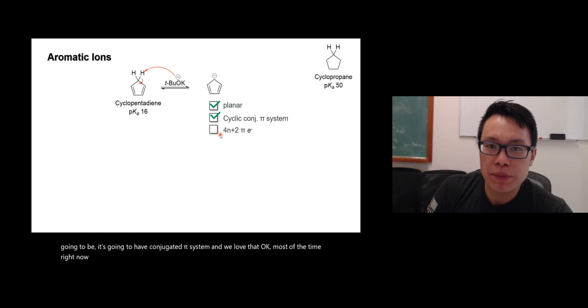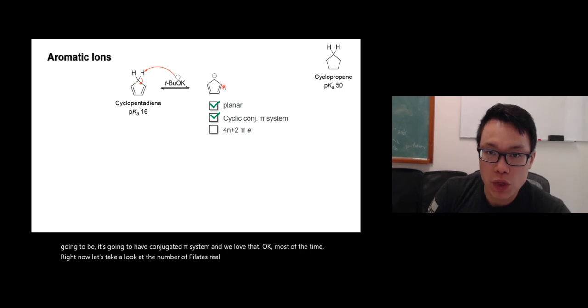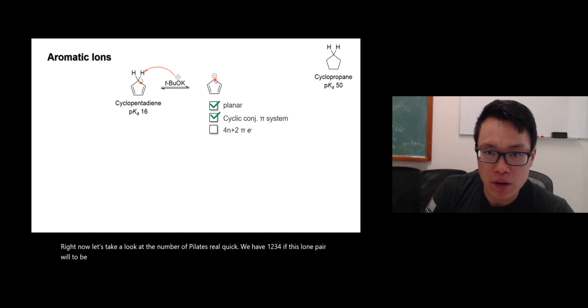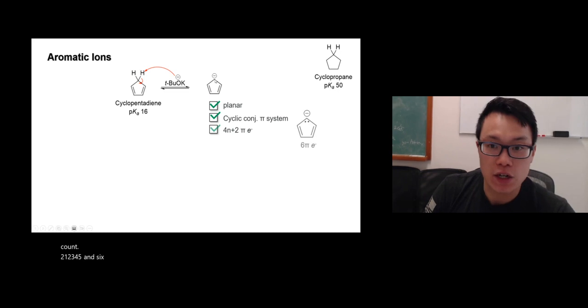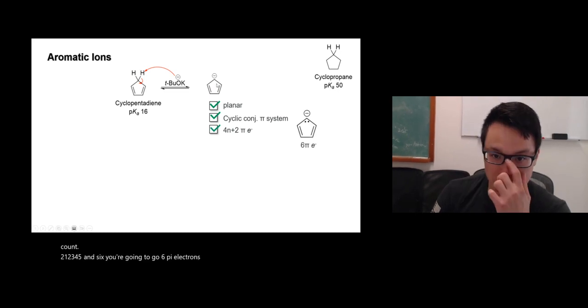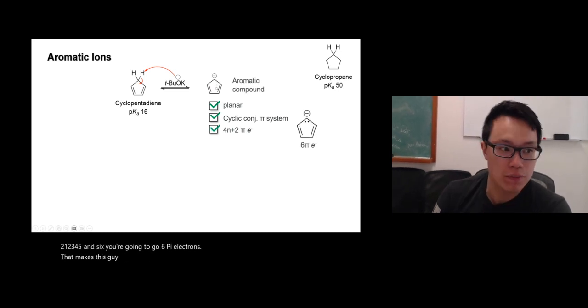Now let's take a look at the number of pi electrons real quick. We have 1, 2, 3, 4. If this lone pair is in a p orbital and contributes to the aromaticity of the ring, we count that too: 1, 2, 3, 4, 5, and 6. That's 6 pi electrons, which makes this an aromatic compound.